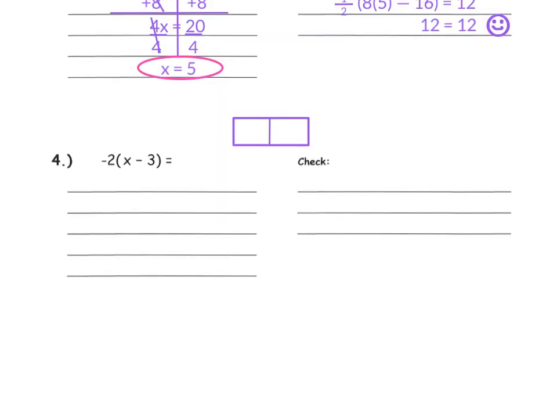Okay, one more example together. We have negative 2 and then the x minus 3 equals, you're going to fill that in with negative 18. That's the rest of the equation.